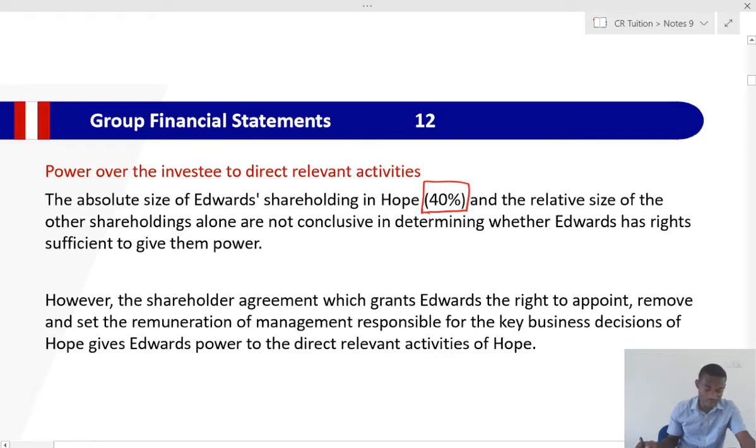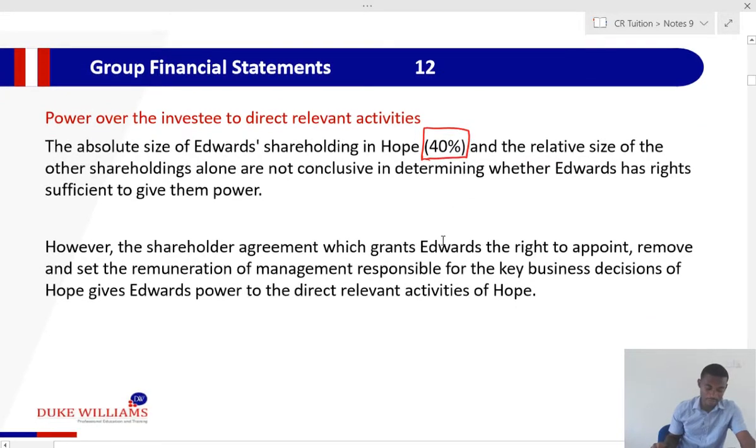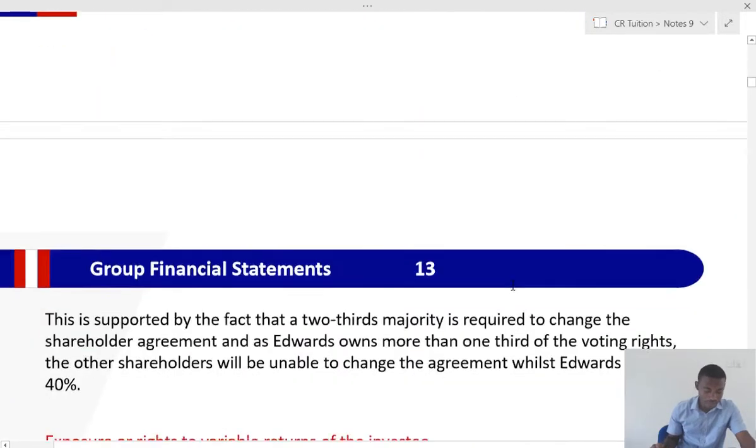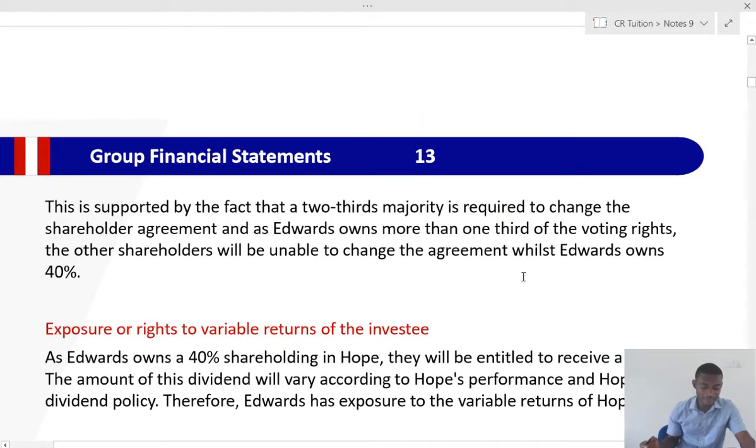However, the shareholder agreement which grants Edward the right to appoint, remove, and set the remuneration of management personnel indicates that he has some power. So Hope gives Edward power to direct the relevant activities. This is supported by the fact that a 2/3 majority is required to change the shareholder agreement, and as Edward owns more than 1/3 of the voting rights, the other shareholders will be unable to change the agreement, whilst Edward still owns the 40%, and that is true.